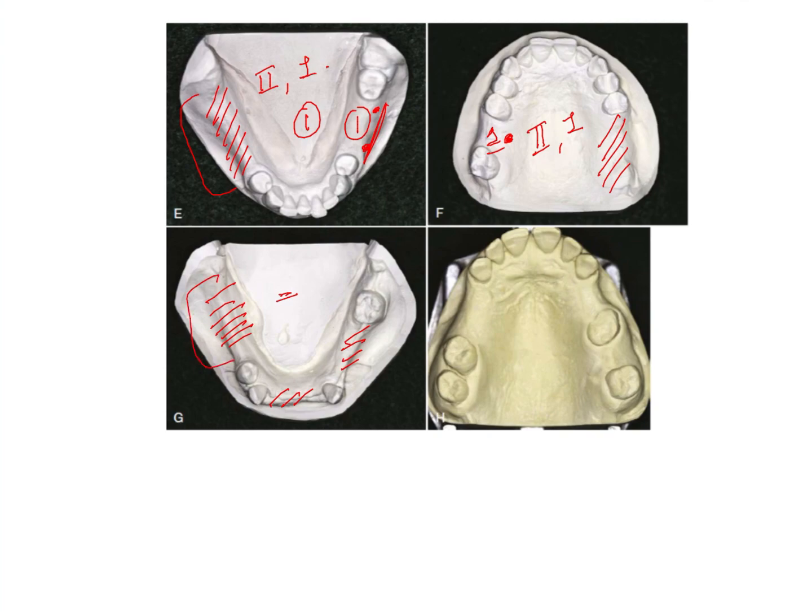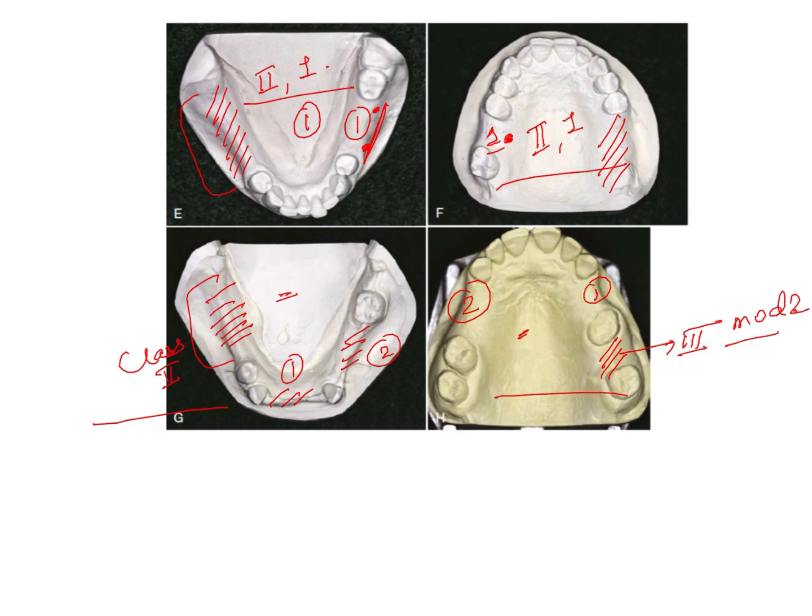So this is class 2 posterior most and one space and second space. And in the last one, this is the posterior most space. So this is class 3 modification 2. So this is class 2 mod 1, class 2 mod 1, class 2 mod 2 and class 3 mod 2.